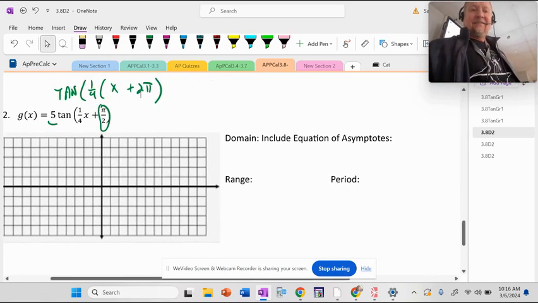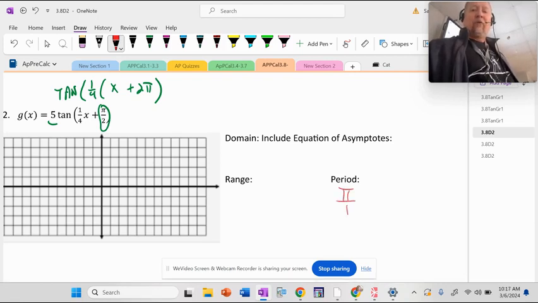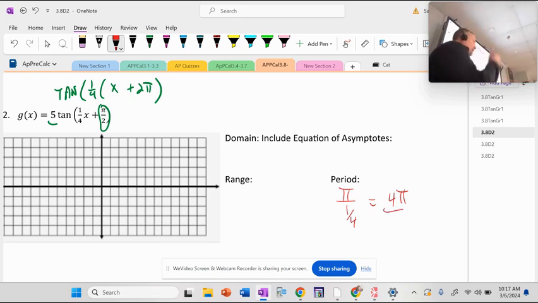Okay, so this is pi over 1/4 for the period, which is 4 pi. Now look at that. 4 pi with a phase shift of 2 pi, that's going to be a multiple of the period. This is going to be a nice one again. All right, and then I guess that's it. What's the range, everyone? Hurry up. All real numbers.